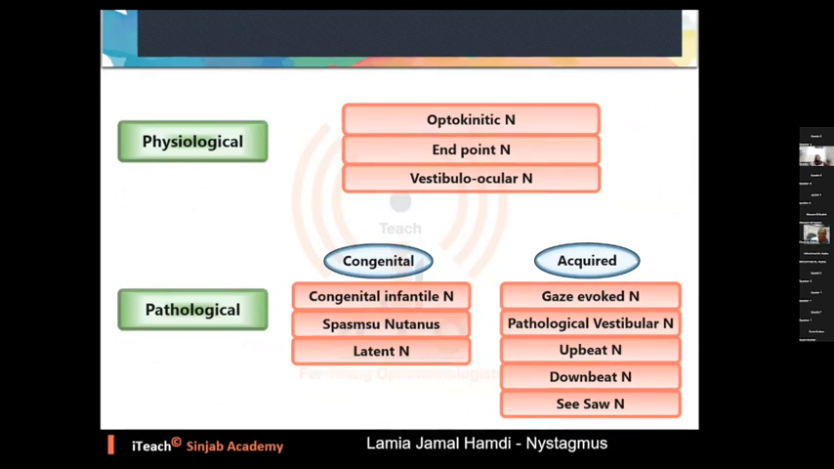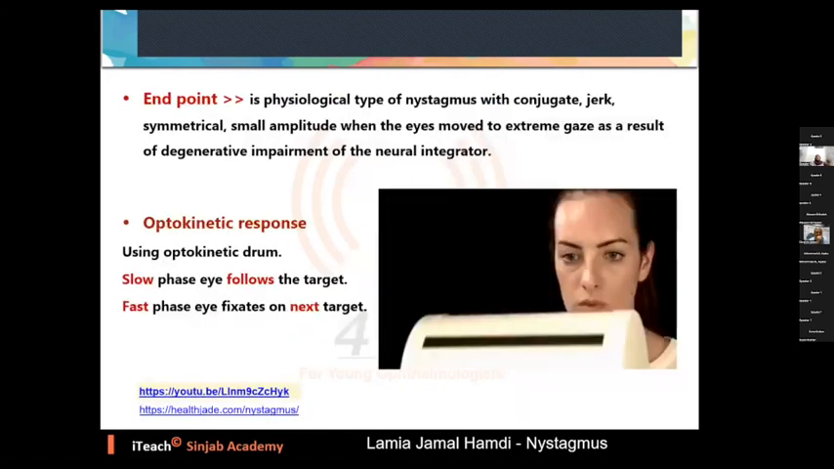So starting with the physiological nystagmus, the first type is the endpoint. It is conjugate, jerk, symmetrical, small amplitude when the patient looks for a long time at extreme gaze, leading to spontaneous refixation of the eye to the primary position. This can physiologically occur in old patients due to degenerative impairment of the neurointegrator.